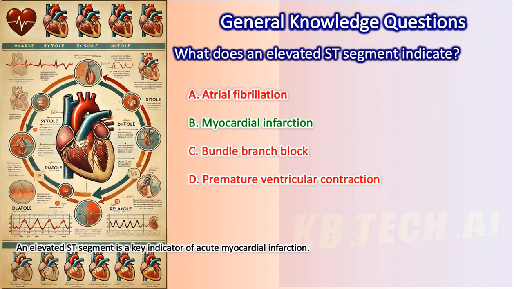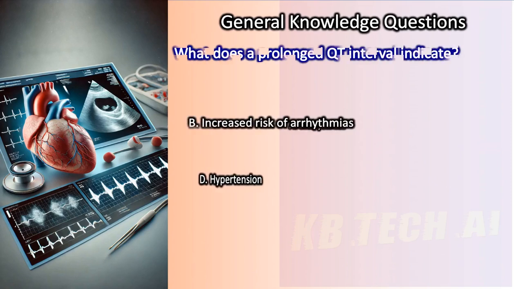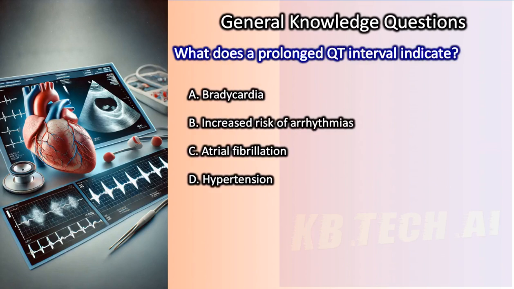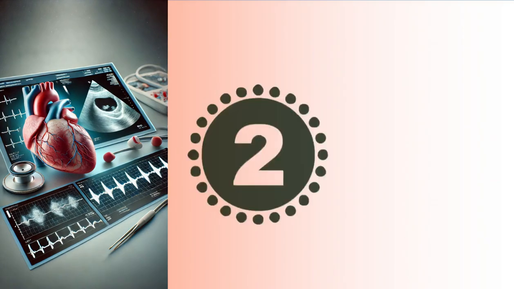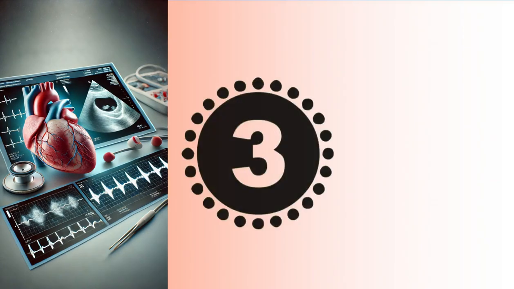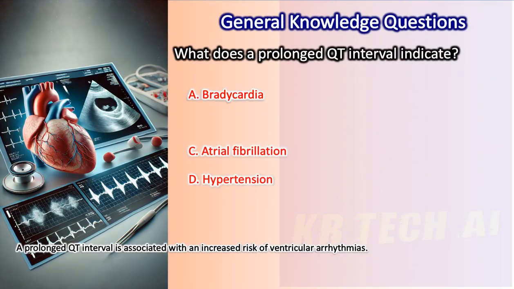Myocardial infarction. What does a prolonged QT interval indicate? Option 1. Bradycardia. Option 2. Increased risk of arrhythmias. Option 3. Atrial fibrillation. Option 4. Hypertension. The answer is option 2.